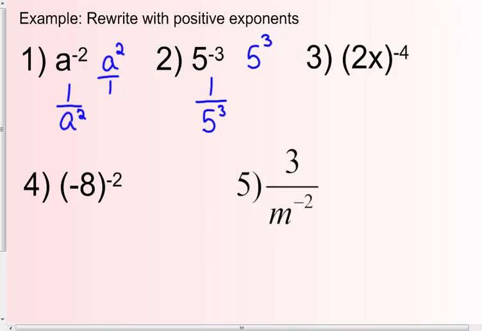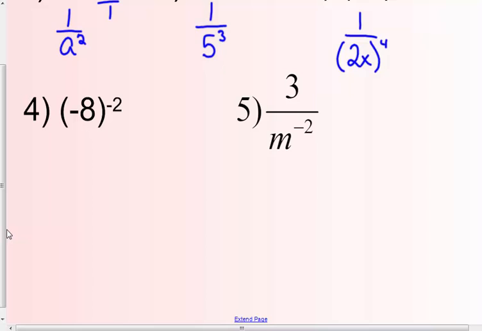2x to the negative 4th, keep that base in parentheses. That would be, think positive, do the multiplicative inverse. 1/2x to the 4th power. Negative 8, watch that base, it is negative, so I'm going to keep it in parentheses. Think positive. Negative 8 to the positive second power. Now do the multiplicative inverse. It would be 1 over negative 8 to the second power in the denominator.